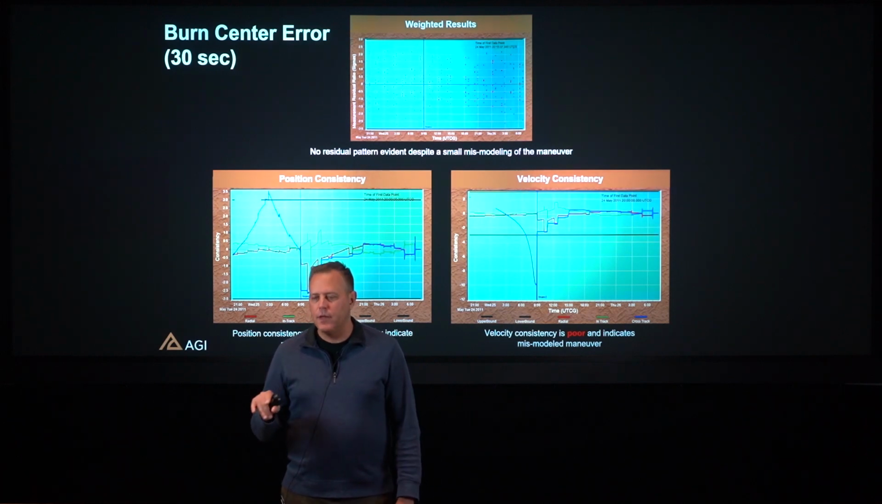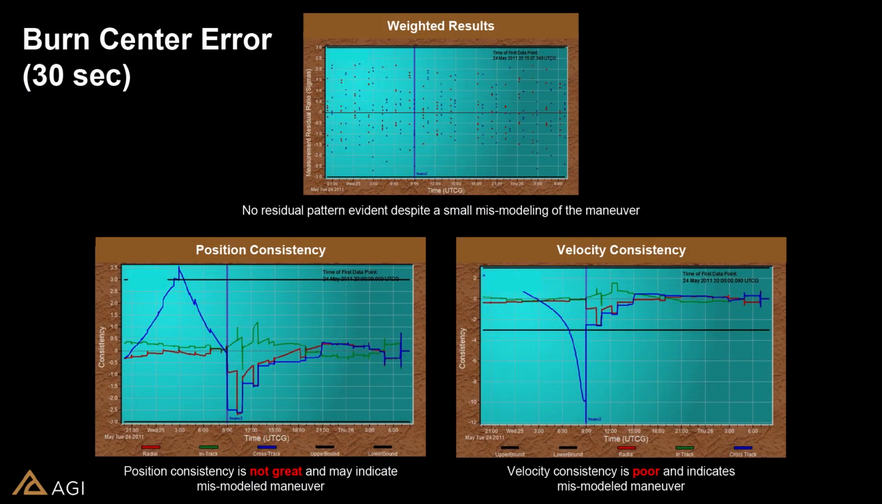And we can tell that, again, by looking at the consistency test results in the bottom two graphs. We can see that it's not nearly as bad as it was, but we're still violating our plus or minus 3 sigma test. And this suggests that there's still room to improve our model here and try to get this dialed in.